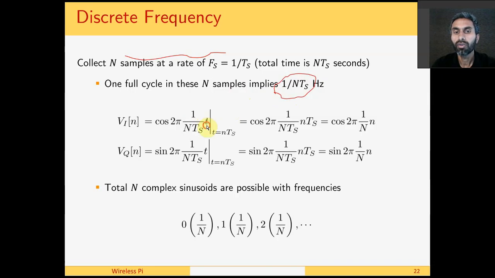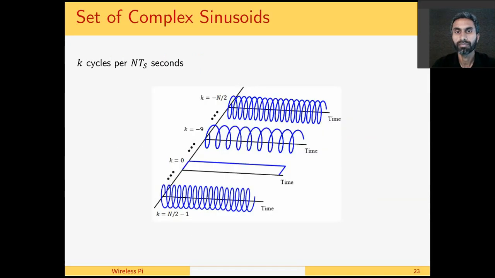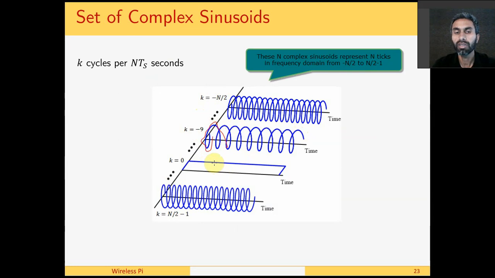Let's see what happens when we go from continuous time to discrete time. t is replaced by nTs, which cancels out and we have 2 pi times 1 over N. Clearly we see it as 1 over N, then we can have a frequency with 2 over N, 3 over N and so on. So we have N samples which represent our discrete frequency axis. We say that each complex sinusoid is completing k cycles per NTs seconds. So for example, this is -9 because of the clockwise rotation, and 1, 2, 3, 4, 5, 6, 7, 8, 9. This is the complex sinusoid with 0 frequency, 0 times 1 over N.